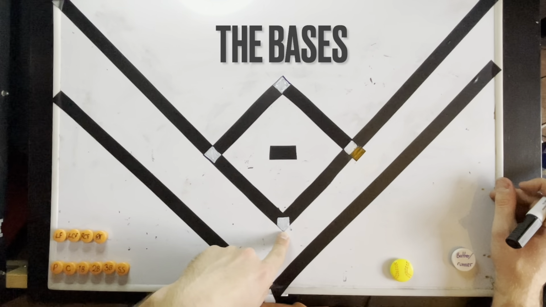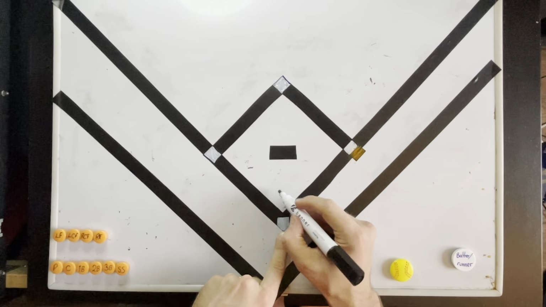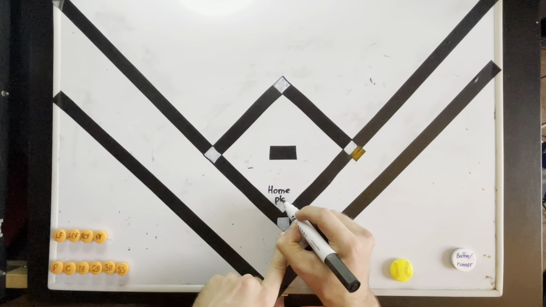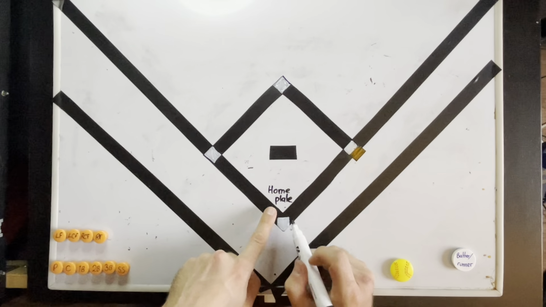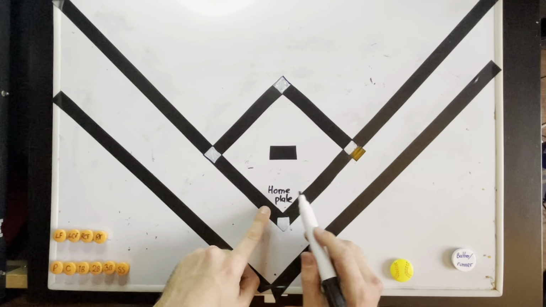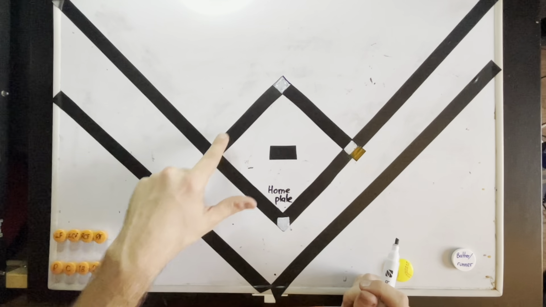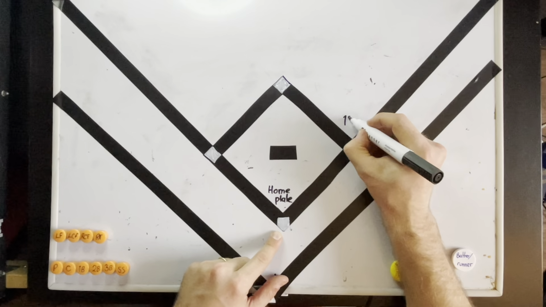And the most important place for your batting team is this one here. And this one here is called home plate. And usually it's just called the plate, but home plate is its official name. And going round, you go round anti-clockwise, starting from home plate. And this one here is called first base.